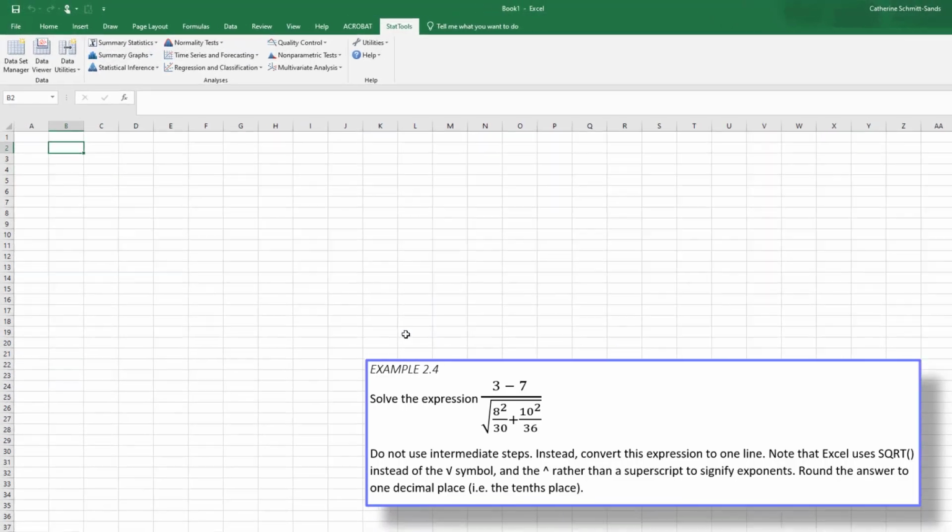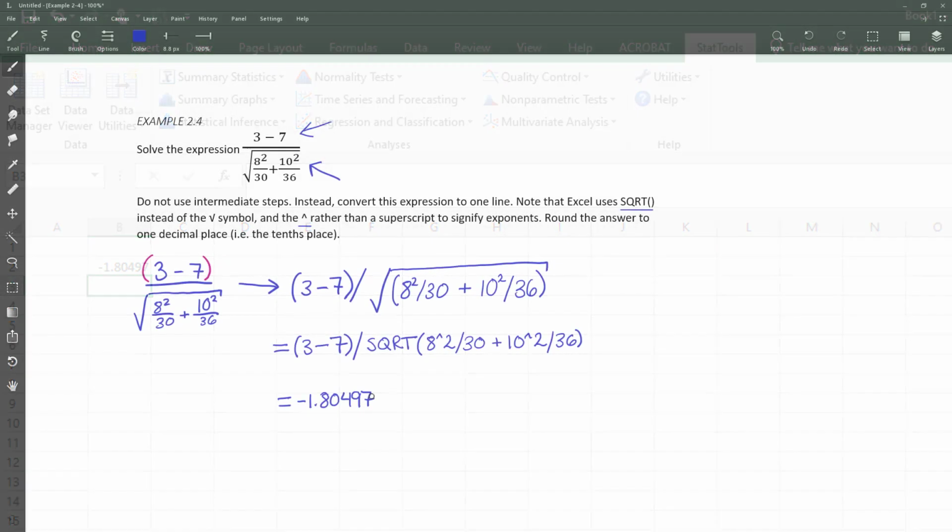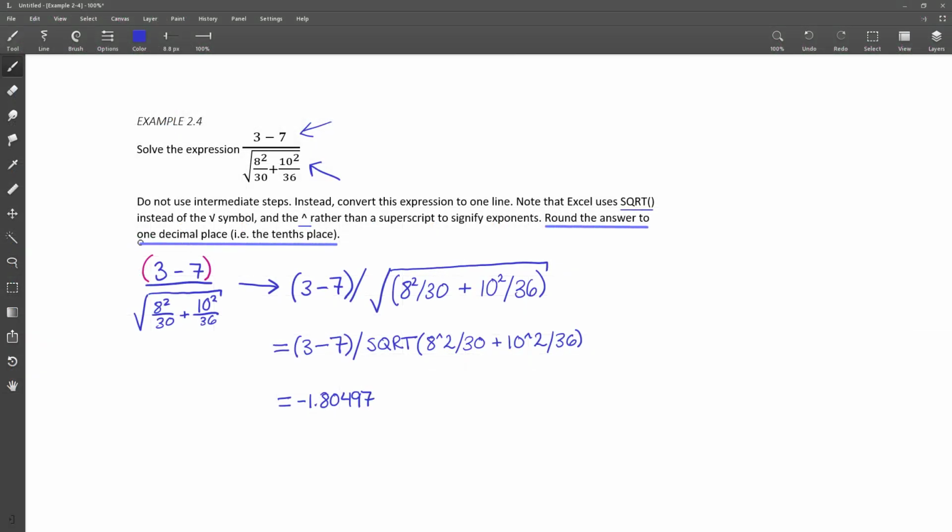All right, here I am in Excel, and I'm going to type out our formula that we just figured out: equal sign, open parentheses, 3 minus 7, close parentheses, divided by SQRT, open parentheses, 8 caret 2 divided by 30 plus 10 caret 2 divided by 36, close parentheses, and we hit enter. And we get the answer, negative 1.80497. Now this question asked us to round the answer to 1 decimal place, i.e.